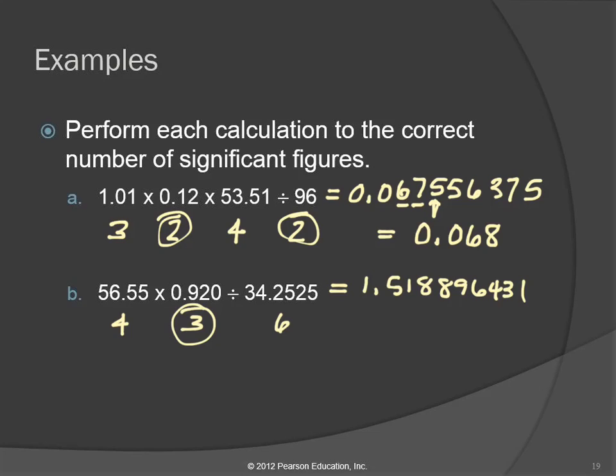We're going to round this to 3. 1, 2, 3. The first one we're getting rid of is an 8. So we're going to write the answer as what? 1.52. Okay?